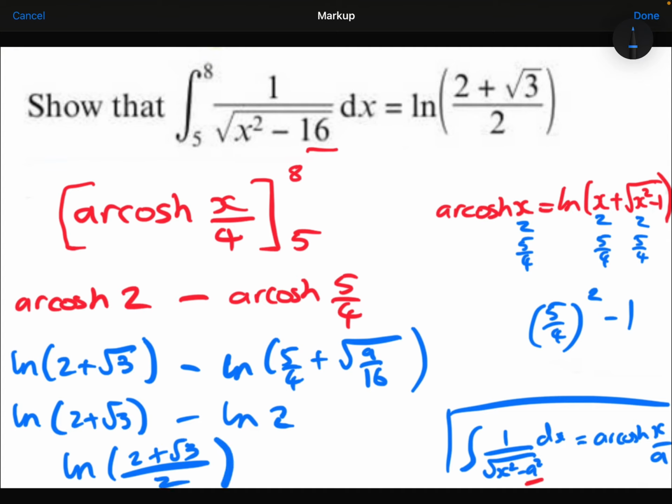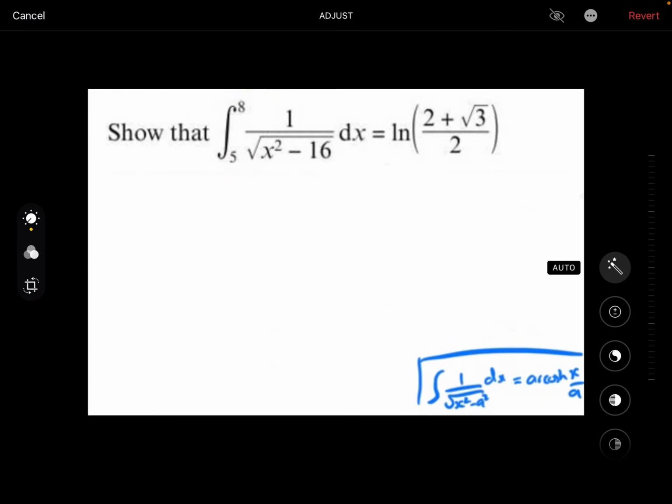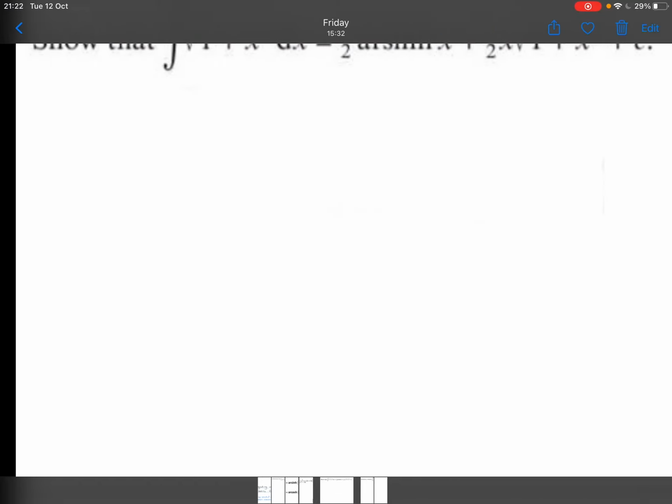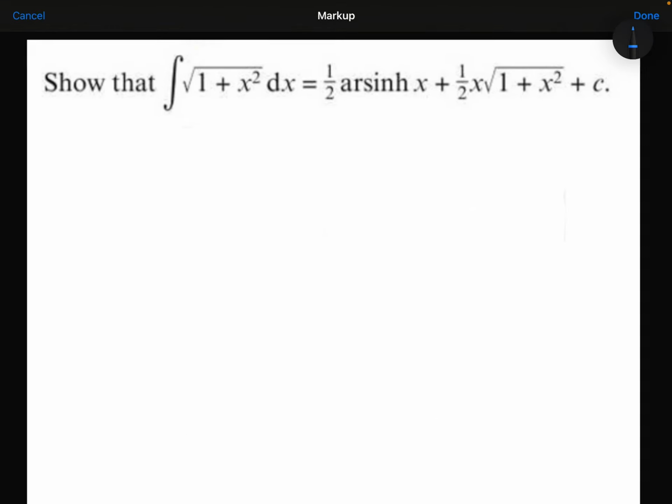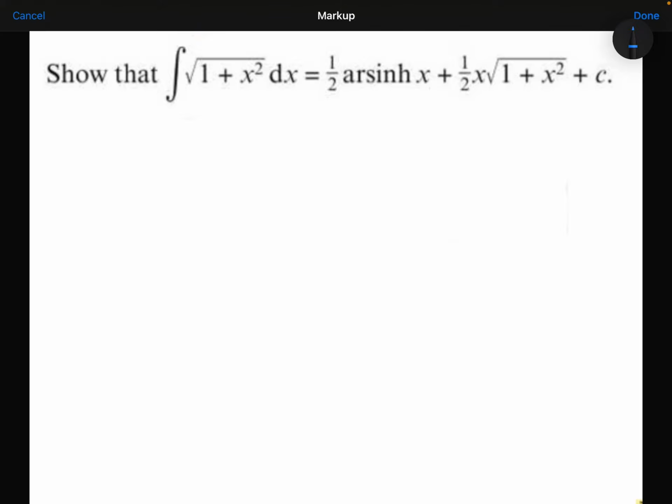So that's a relatively simple example of using the standard results. Now we're going to do a few more examples of different integration by substitutions with hyperbolics. So I need to show that the integral of the square root of 1 plus x squared is all of this stuff.